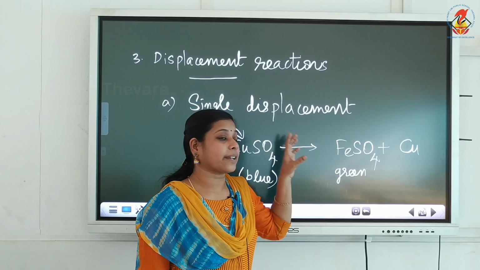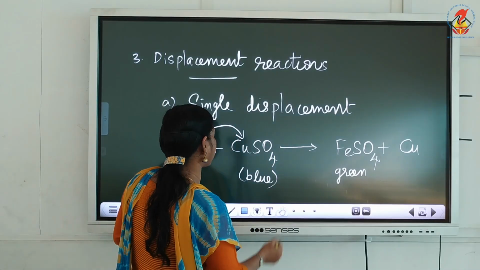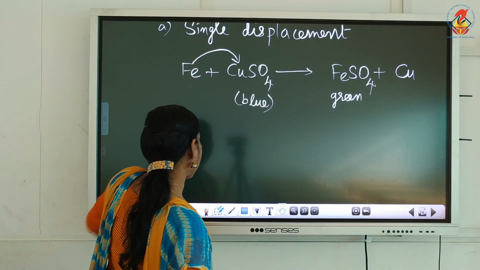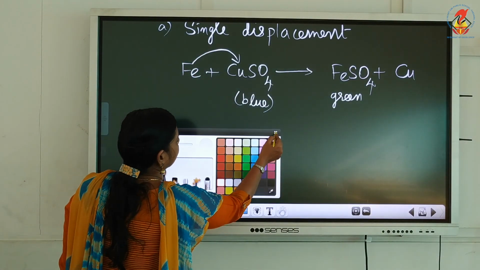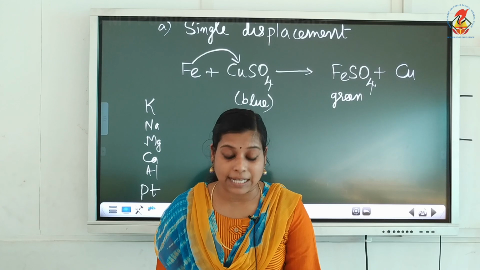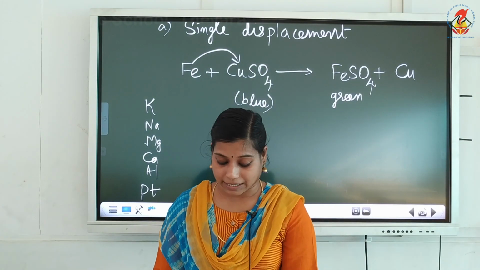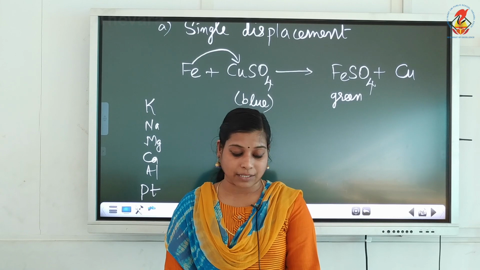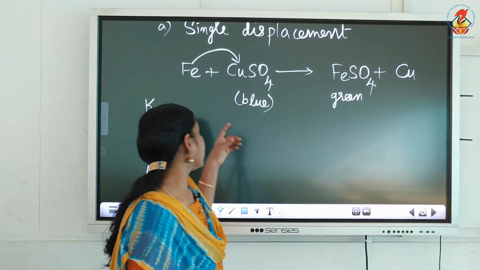For the displacement reaction to happen, we should know the reactivity series. Potassium is the highly reactive metal and platinum is the least reactive. In between we can see sodium, then calcium, magnesium, aluminium, all these elements. The reactivity series is the series in which metals are arranged in the decreasing order of their reactivity, and based on that series the elements are displaced.